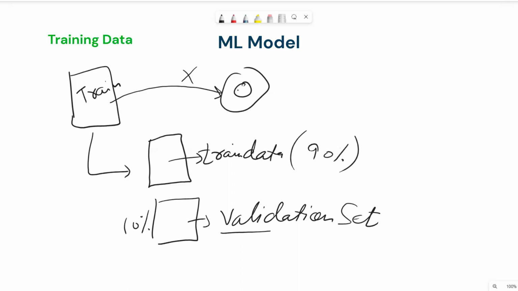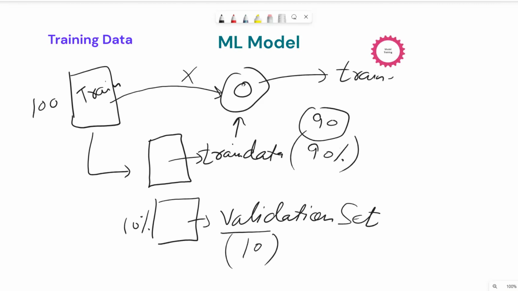So consider that you had 100 rows in the training data. Only 90 rows will be used for training this model, but the remaining 10 rows will be kept. Kept for what? I'll tell you. This model is trained on this 90% of the data, let's say the 90 records in this case, and then you get the trained model, guys. This is your trained ML model.